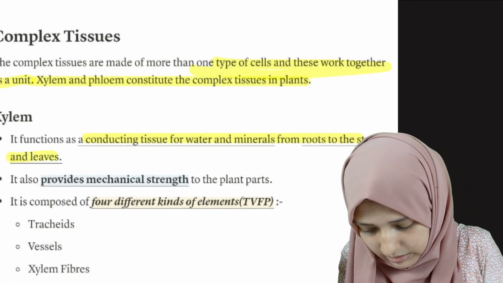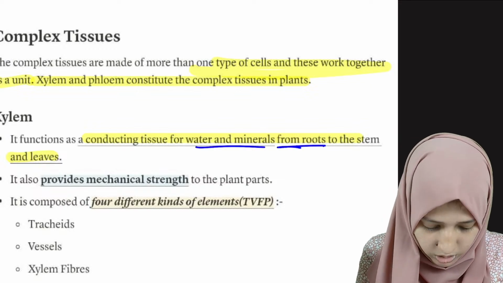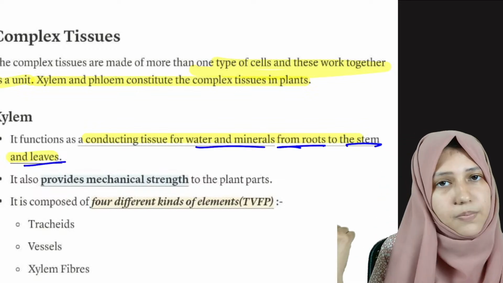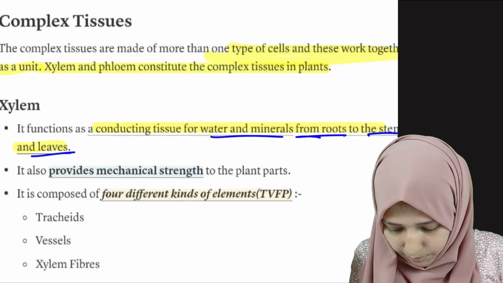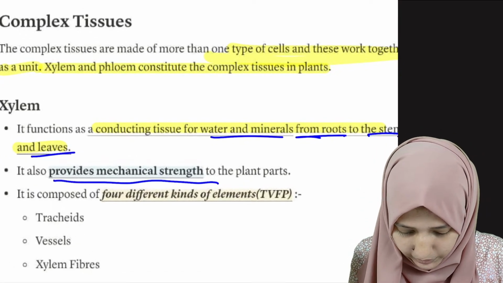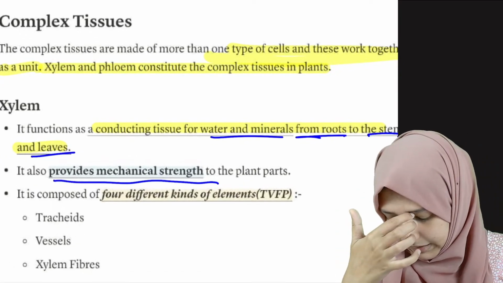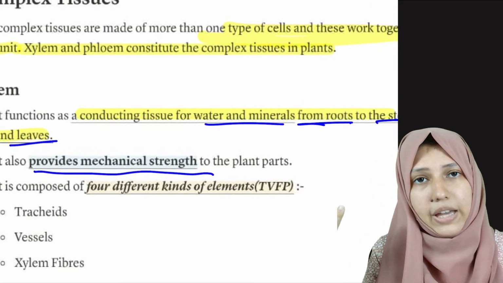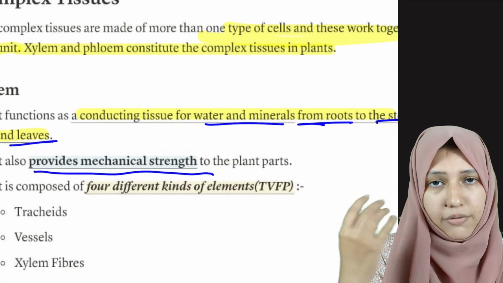So it conducts water and minerals from roots to the stem and leaves. Clear? And it also provides mechanical strength to the plant. Now what are the different kinds of elements present in xylem? There are 4 types of elements.